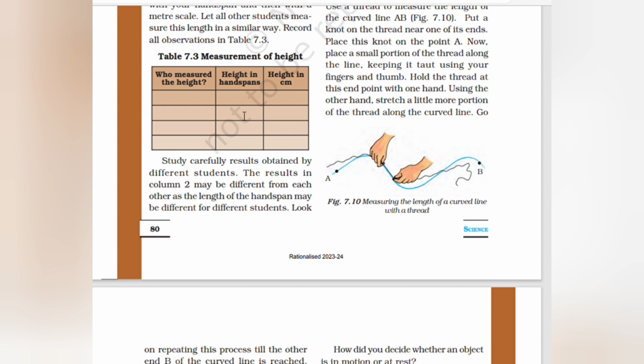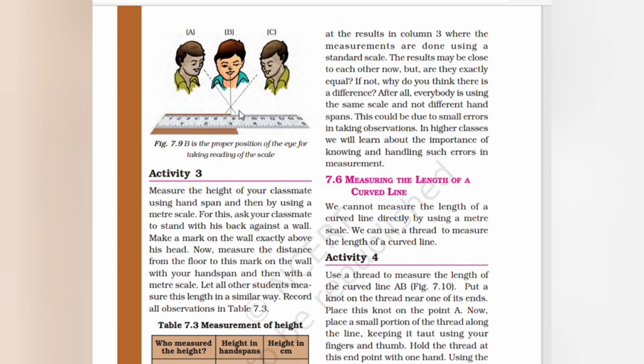The results in column 2 may be different from each other as the length of the hand span may be different for different students. Look at the results in column 3 where the measurements are done using a standard scale. Results may be close to each other now, but are they exactly equal? If not, why do you think there is a difference?